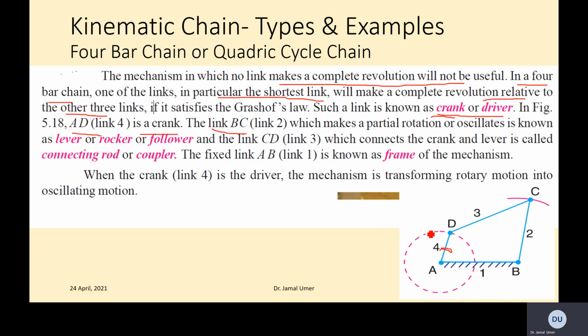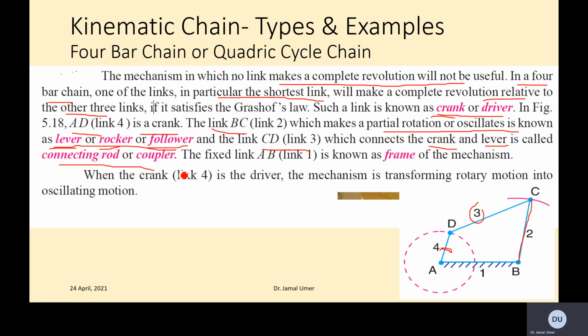The link BC, which is link 2 here, makes a partial rotation or oscillation and is known as a lever. This is a different terminology, so we have this link as a lever, a rocker, or a follower. All three names can be used. And the link CD, which is link 3 here, connects the crank and the lever, and is called a connecting rod or coupler.